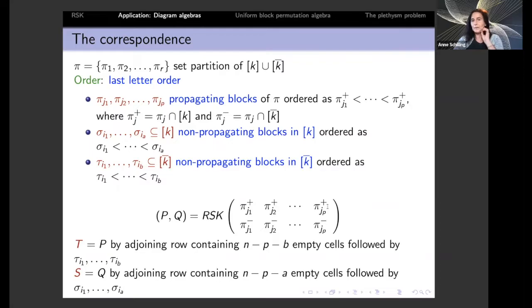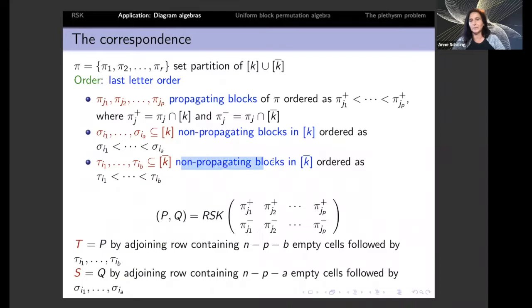And then you still have the numbers in the non-propagating blocks. And so the partition algebra has a parameter k and also n. So this n is usually much larger than the k. So here what we do is we just add a row to the bottom of our tableau such that the total number of elements or boxes in the partition is n. And then to the P, we append the elements in the non-propagating blocks in the K bar.